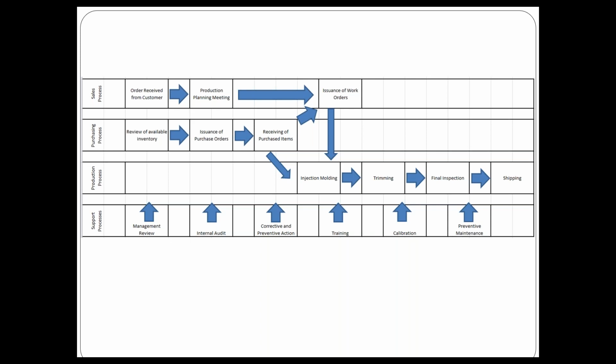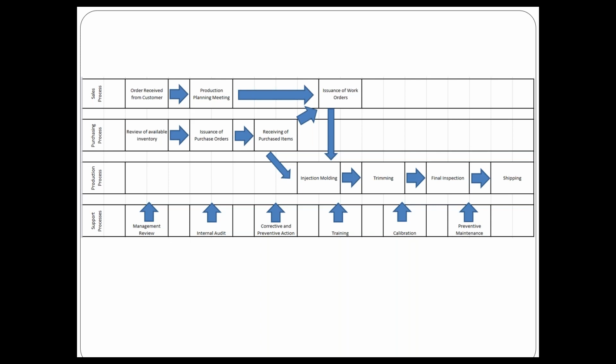A lot of organizations, the intent is that sales leads to purchasing or vice versa. Well, in this case, the starting point of these two processes is semi-independent. Now, they meet in the middle when purchased items are received, leads to issuance of work orders, and then both of them ultimately trigger the injection molding process that starts production. So swim lane can be kind of helpful for organizations with somewhat unique process modeling.